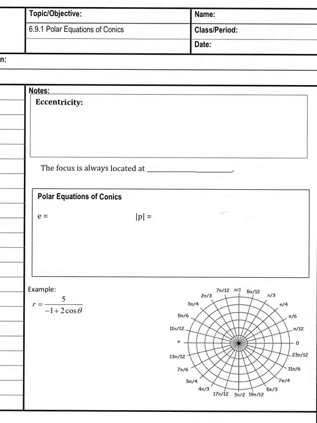If the eccentricity is less than 1, you have an ellipse. If the eccentricity equals 1, you have a parabola. If the eccentricity is greater than 1, you have a hyperbola.